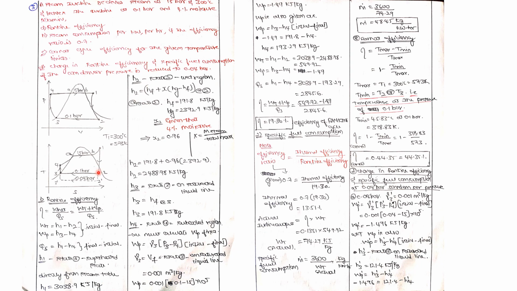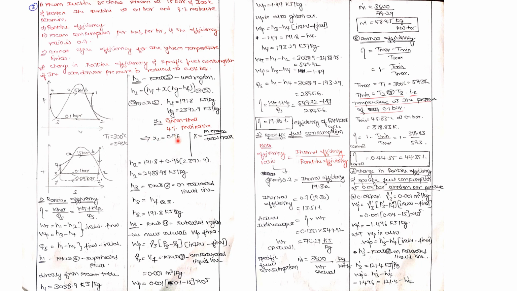If it is in the wet region, how do you calculate? H2 equals HF plus X into (Hg minus HF), which is all taken at state 2. What is the pressure at state 2? 0.1 bar. At 0.1 bar, what is the value of HF? And at 0.1 bar, what is the value of HFG? The subtraction of Hg and HF is HFG. So you can note it down. Now, what is X2? He has given that there is 4% moisture. Therefore, if there is 4% moisture, the X2 value would be 0.96.